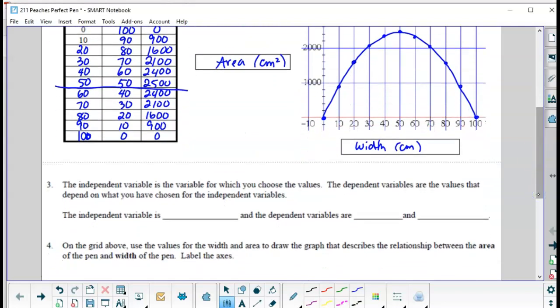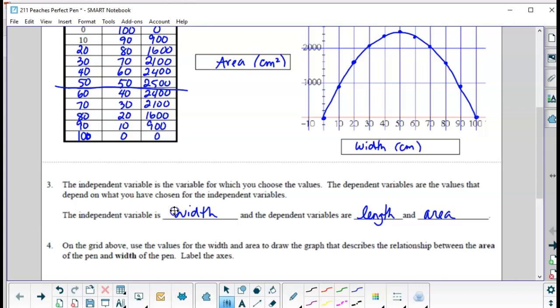So we've kind of worked ahead a little bit here. The independent variable is the variable for which you choose the values. The dependent variables are the values that depend on what you have chosen for the independent. So here the independent value is the width, and the dependent is either the length or the area, okay? But as I said, we don't really care a whole lot about graphing length versus width. We care about what's happening to the area, because she wants to get the maximum area for her hamster.